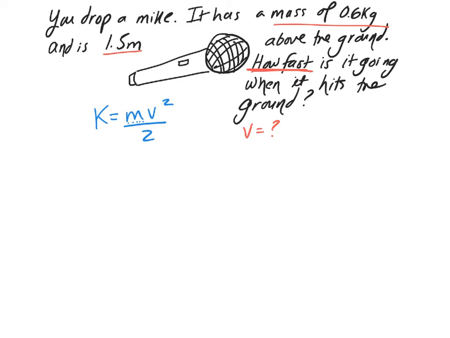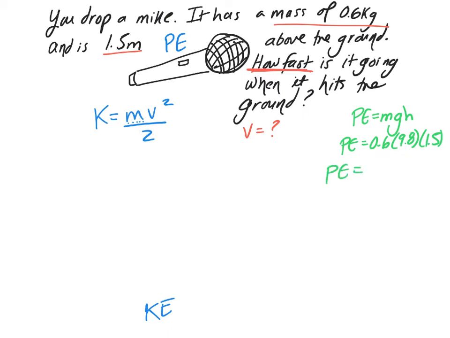How can we figure that out? Well, when it's up in the air, the mic has potential energy. When it hits the ground, all of that potential energy will have turned into kinetic energy. So if we could know the potential energy at the top, we can know the kinetic energy at the bottom. So what is that potential energy? Potential energy is equal to mass times gravity times height. So potential energy is equal to, our mass was 0.6, g is 9.8, and the height is 1.5. So our potential energy at the top is 8.8 joules.